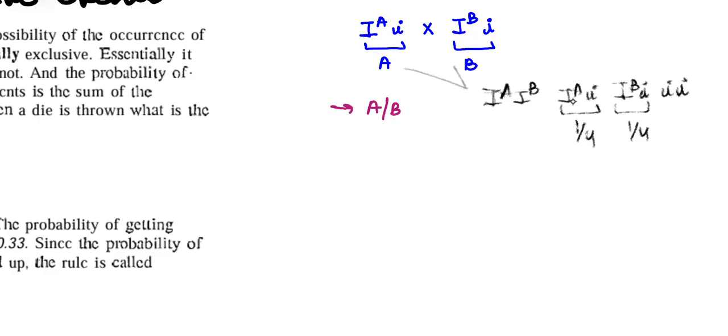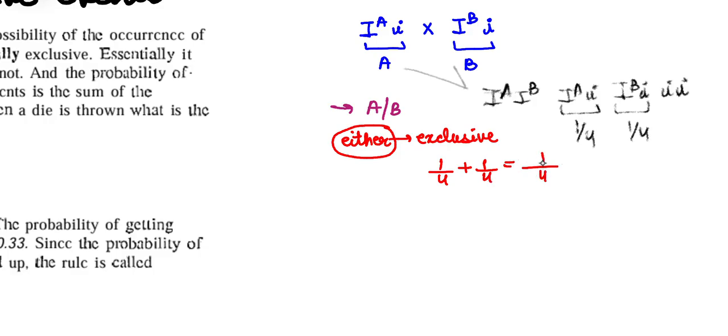And if we are telling that either this or either that, always remember that whenever I am using this term either, that is always the exclusion. So these are the exclusive events. So here 1 by 4 and 1 by 4 will be added. So here we can get, sorry, 2 by 4, that is 1 by 2. So this is one of the most important fundamental concepts related to the addition rule.